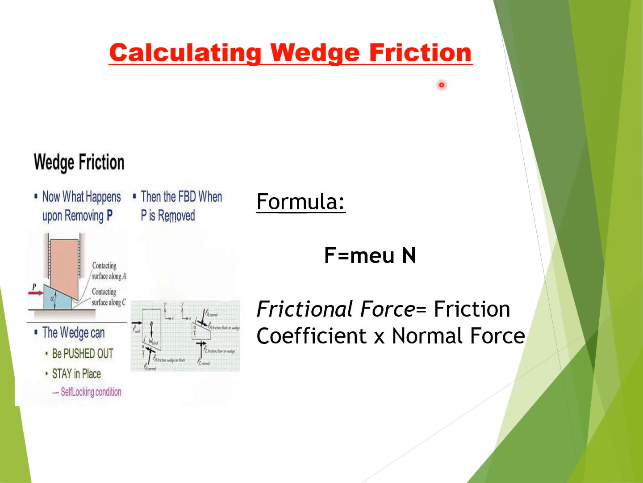Calculating wedge friction. The formula is F equal to mu into N. N is the normal force, F is the frictional force, and mu is the friction coefficient. Here, the calculation of wedge friction involves analyzing the forces acting on the wedge and the object it is used to lift or separate. This calculation typically includes the applied force, the normal forces, and the frictional forces.